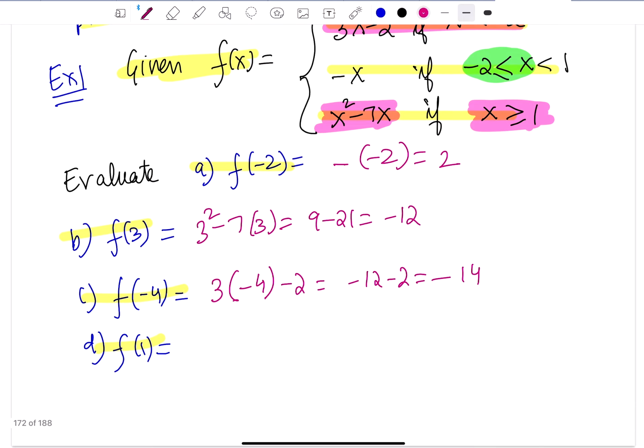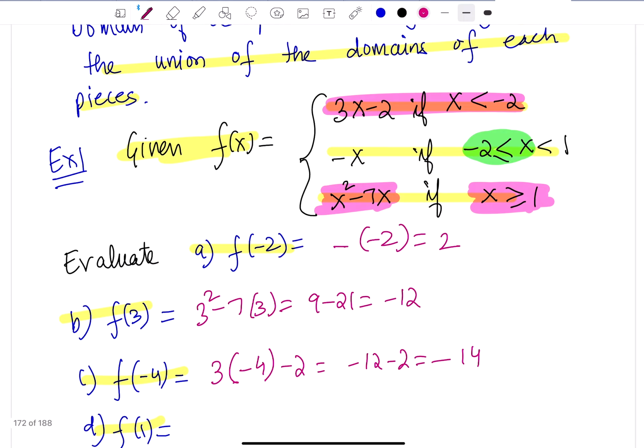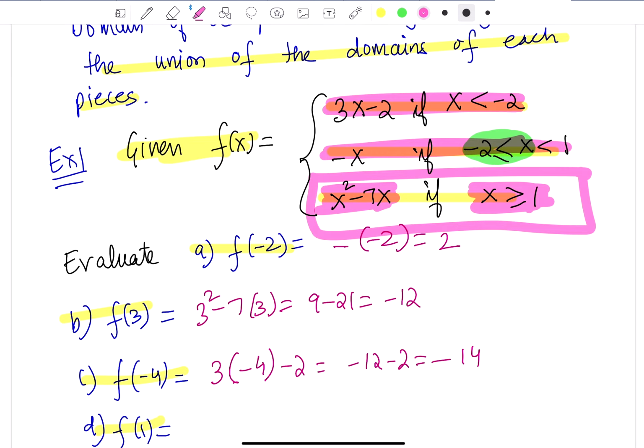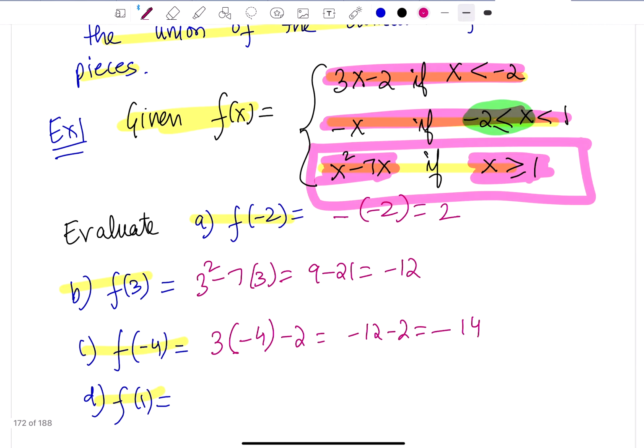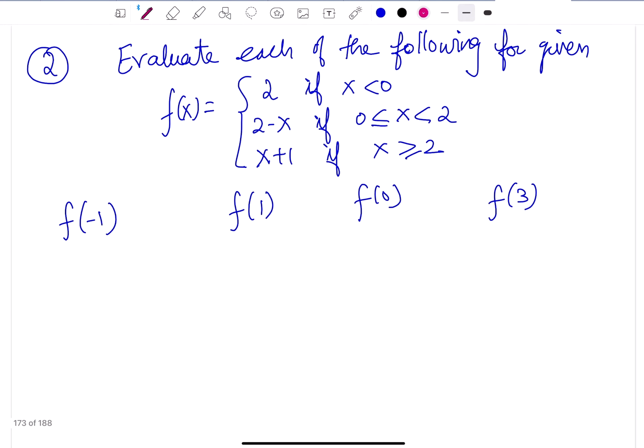Next, we are looking for f of 1. So for f of 1, again, we're going to be looking at the very last rule, because that's where we have the equal sign. In the middle rule, we don't have the equal sign, so we'll go with the very last rule. So when x is 1, I would have 1 minus 7 times 1, which is 1 minus 7. That's -6.